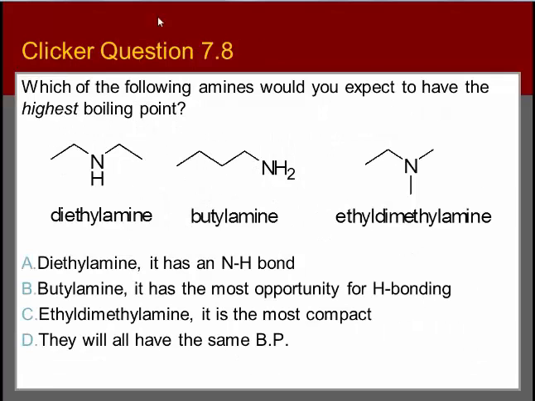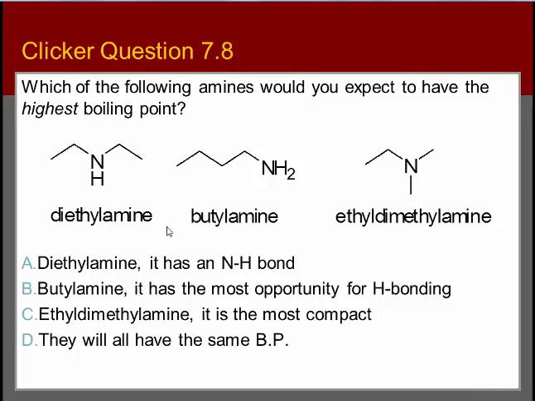Clicker question 7-8. Which of the following amines would you expect to have the highest boiling point? Take a look at all 3 of these, decide on how they might hydrogen bond with other amines, and then which one would have the strongest network of hydrogen bonds. That should have the highest boiling point.